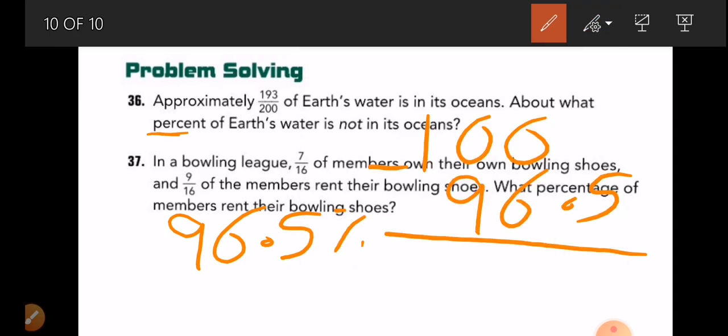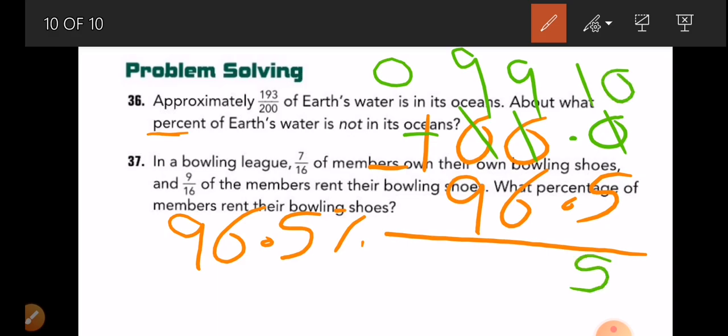Let's do the subtraction. I can add here 0.0. So I will borrow, the 1 will be 0 here. 9, 9, 10. 10 minus 5 is 5. Put the decimal. 9 minus 6 is 3. Then 9 minus 9 is 0. So 3.5% of the Earth's water is not in the ocean.